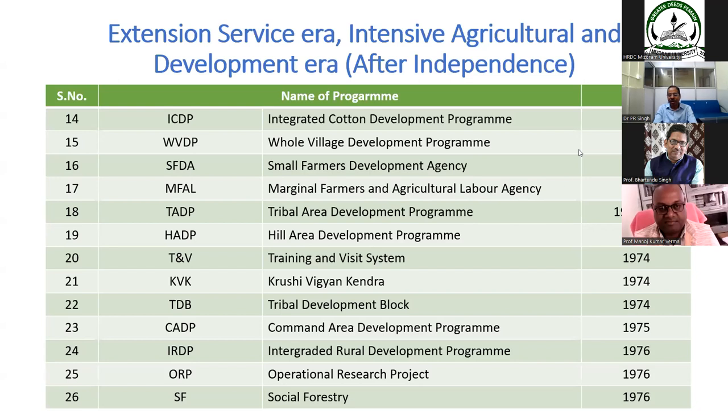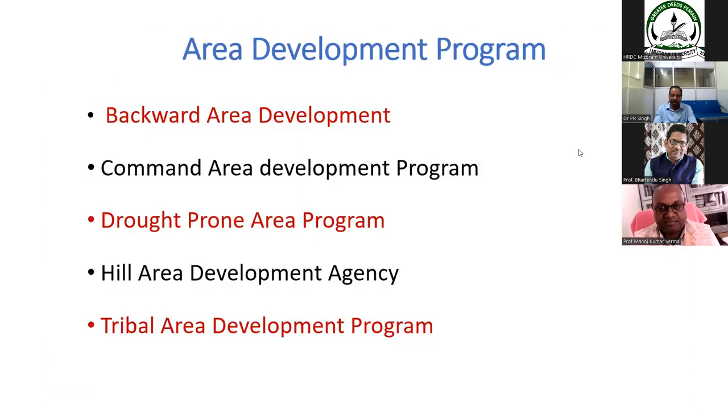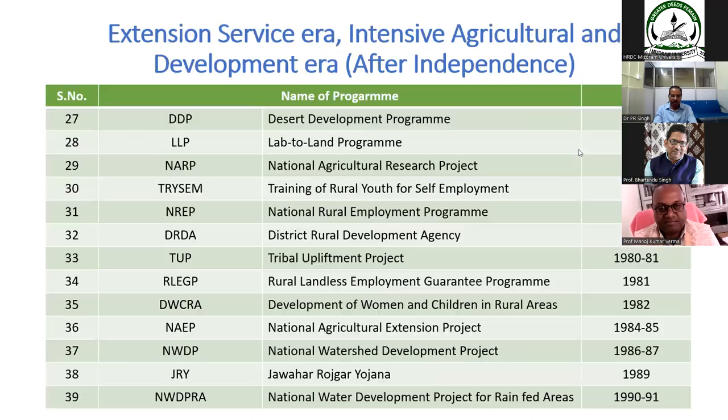Suppose the planting duration is in the month of June, and they have planted their sowing up to July. So the Operational Research Project gives emphasis to organizing research on the farmers' fields. Another program, social forestry, in 1976. Area development programs: backward area, command area, drought-prone area, they are the area-related programs.